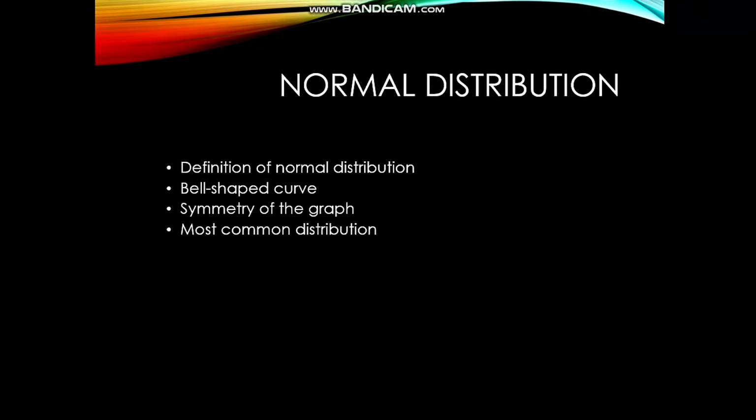Normal distribution is a continuous probability distribution. Its graph has a bell shape and it's symmetric. Most values are close to the center and fewer values are far from the center. That's why normal distribution is often used in statistics.